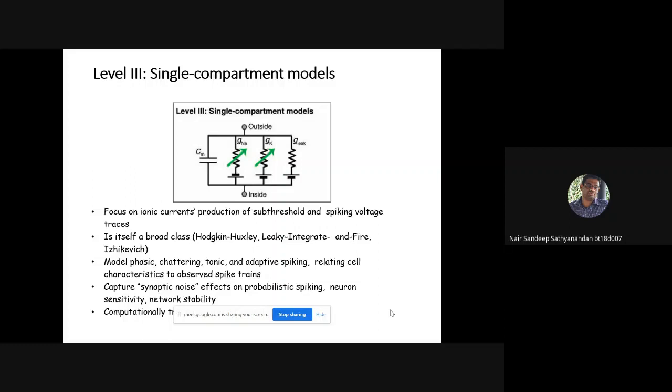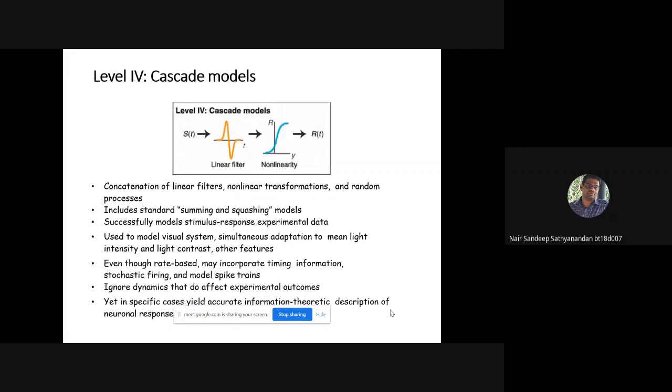levels of abstraction. Level 4 is the cascade model. If we are looking at the interworking between different areas, cascade models will be helpful, particularly in the visual system, where the simultaneous adaptation to the mean light intensity and the contrast and other features can be combined. It involves concatenation of linear filters, linear and non-linear transformations, and random processes. This is a little more abstract version, and it is a rate-coded model.